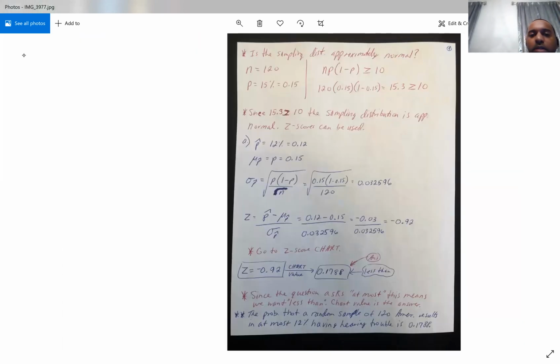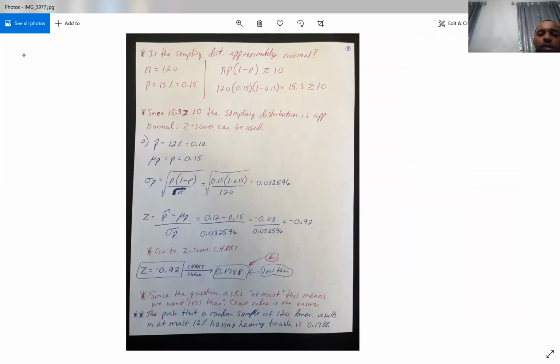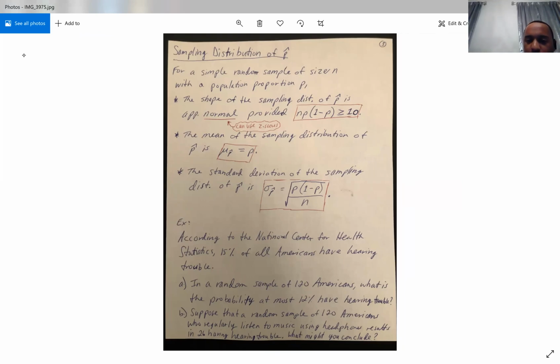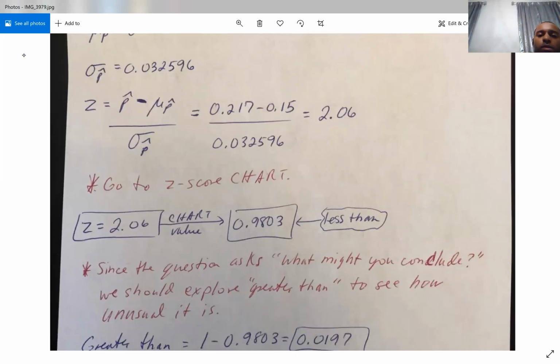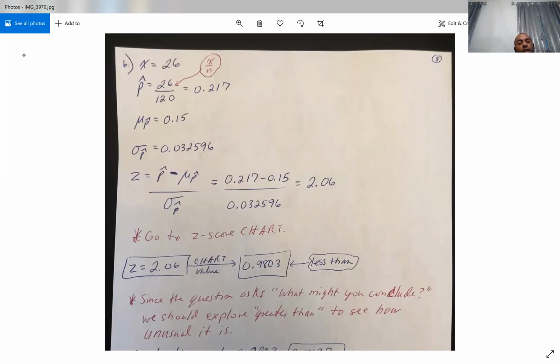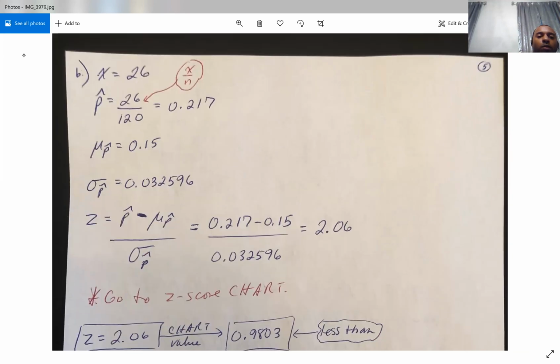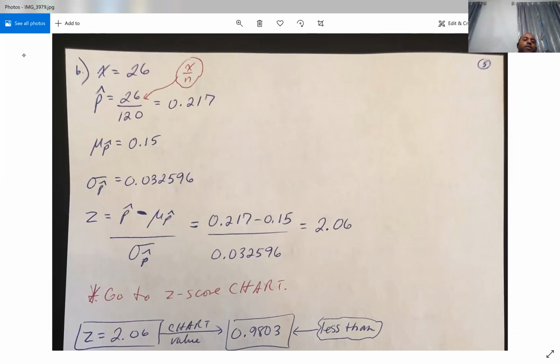So then we got to do B. Suppose that a random sample of 120 Americans who regularly listen to music using headphones result in 26 having hearing trouble. What might you conclude? In this one, they don't give us the sampling proportion, which is p hat. We have to calculate that because they said 26 out of that sample experience hearing trouble. So that's 26 over 120 for our p hat.